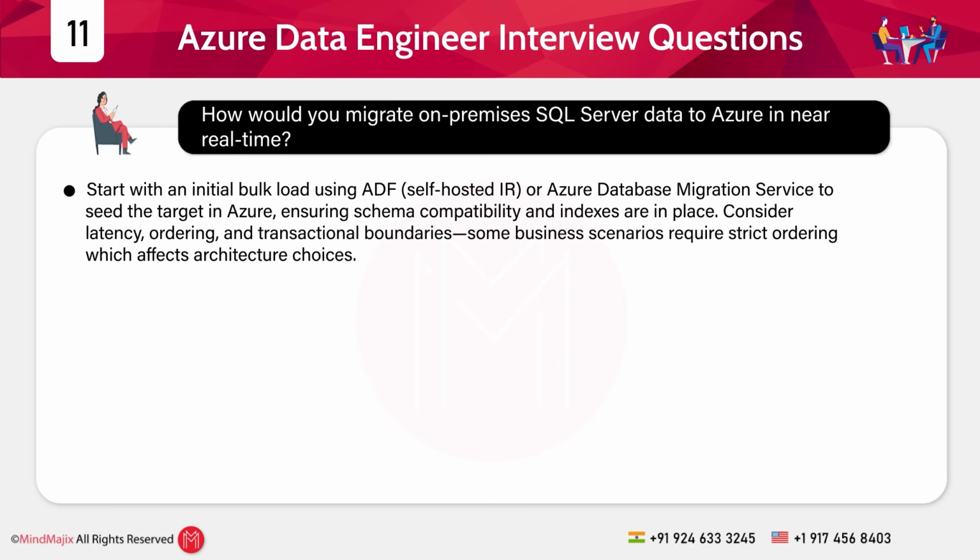Over here, you also need to ensure idempotency so that duplicate events do not corrupt the targets. You can also consider latency, ordering, and transactional boundaries. Some business scenarios require strict ordering, which affects the architecture choices. For example, a CRM system might use transactional replication to synchronize critical customer records into Azure SQL for near real-time reporting, while large-scale event streams may use event hubs plus Databricks for eventual consistency.